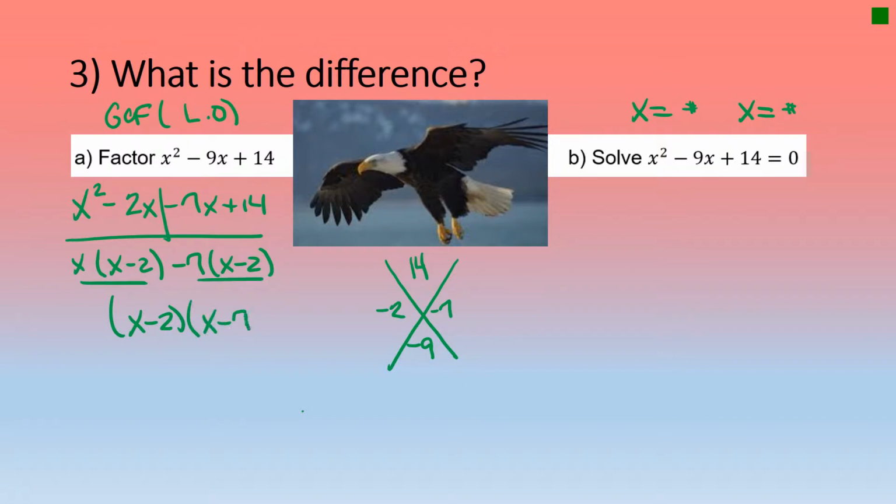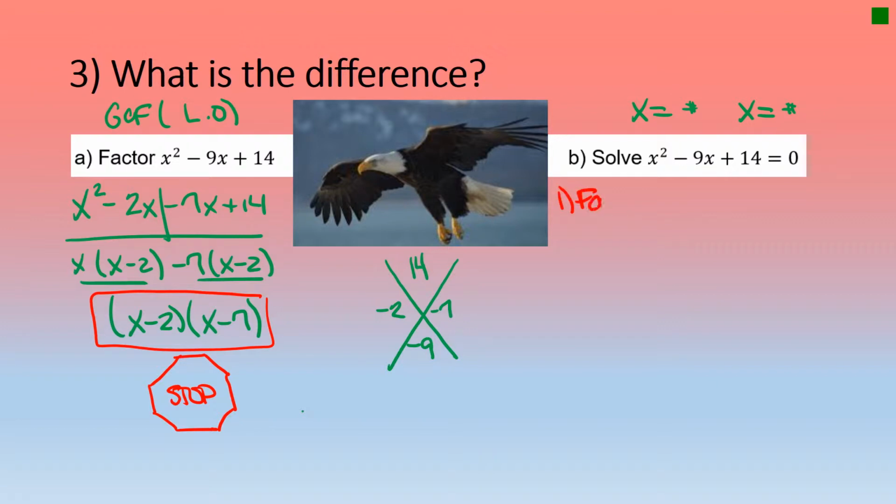And what do I have when I pull that out? x minus 7. Because it said factor at this point, I stop. This is my factored answer. Factored means what did I multiply? Solve, however, means first you're going to factor. So I just did that. If you notice, it's the exact same problem. So it's x minus 2 times x minus 7, but it equals 0.